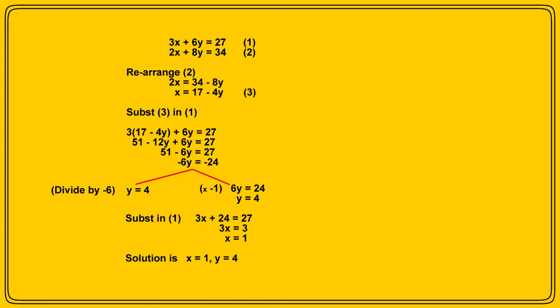Now we can check this solution by putting the values of x and y in the equation we did not use to find the value of x, i.e. equation 2. So here's the check. 2 multiplied by 1 plus 8 multiplied by 4 is 2 plus 32, which is 34. So that gives us confidence in our answer.